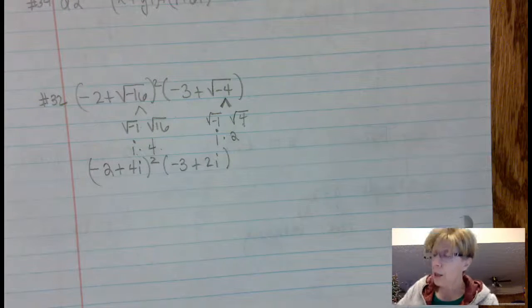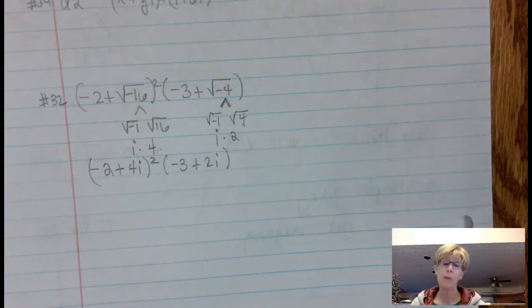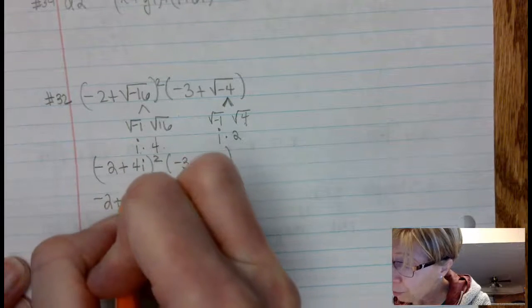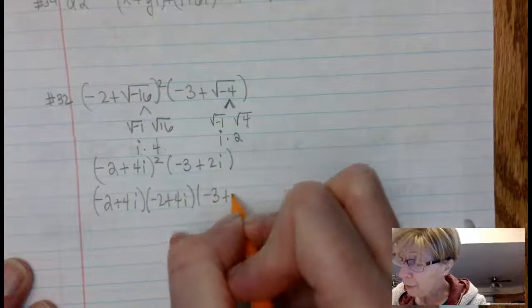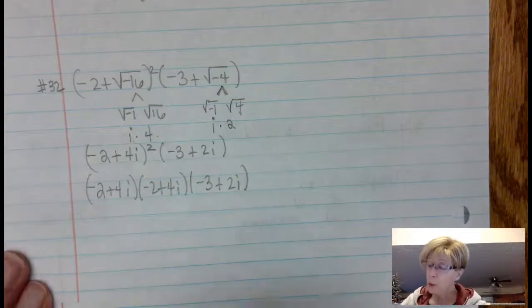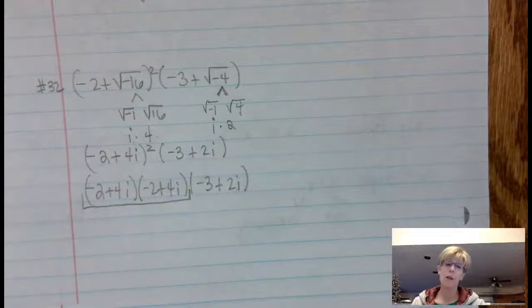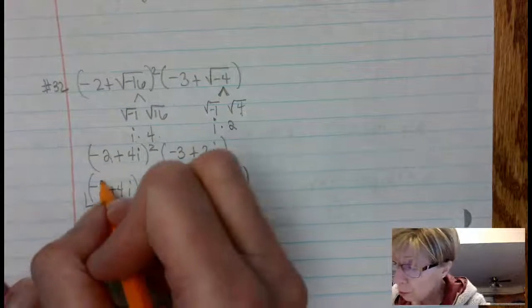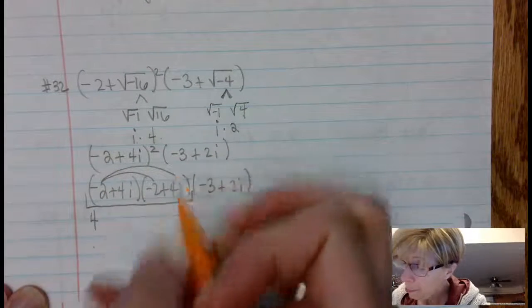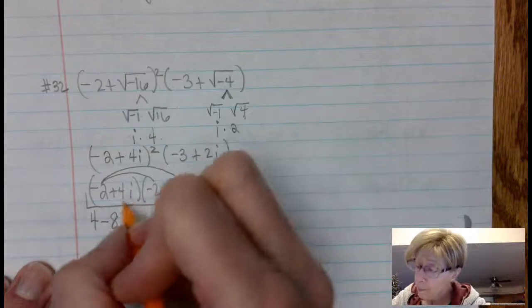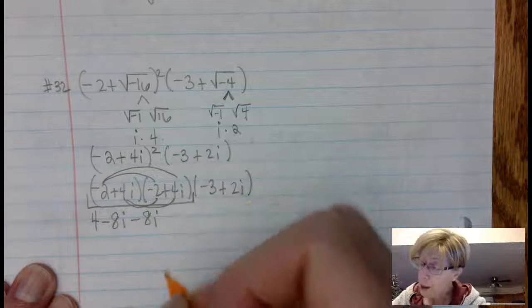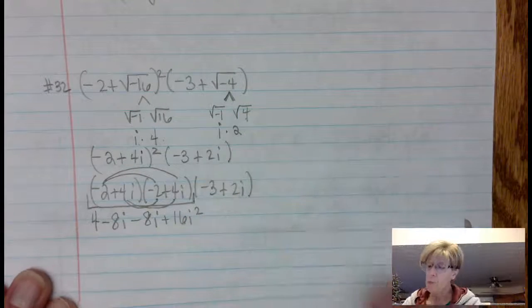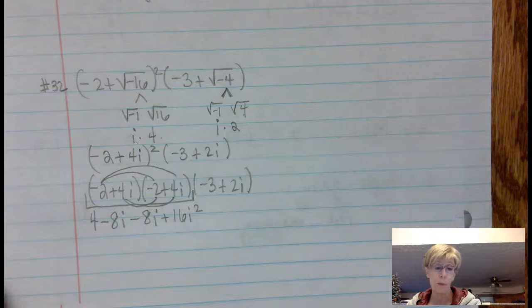But like I said, I needed some more space here to do this one. Because remember, squared means times itself. This is negative 2 plus 4i times negative 2 plus 4i times negative 3 plus 2i. And what I can recommend is that you multiply these two together first. Get an answer and then multiply by that third binomial. So we get 4 minus 8i, negative 2 times positive 4i. 4i times negative 2 is negative 8i. And 4i times 4i is 16 i squared. We just did first, outer, inner, last, or double distributive property.